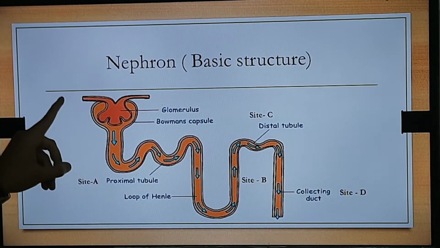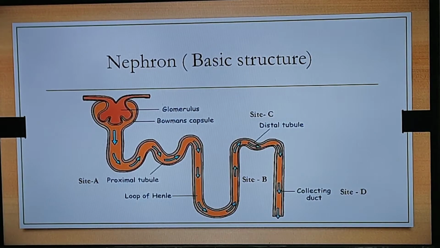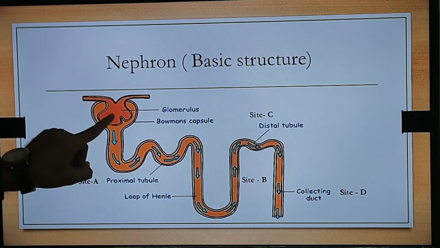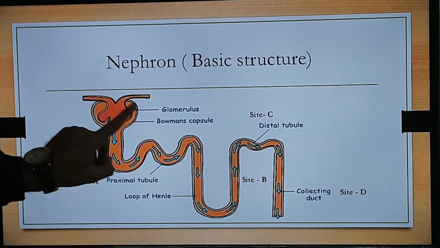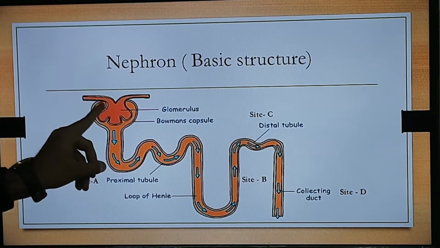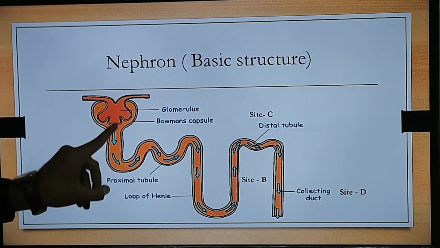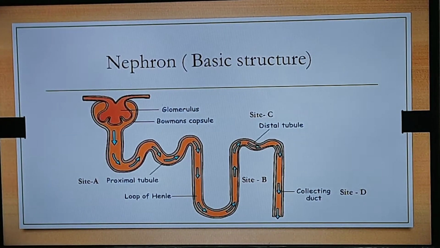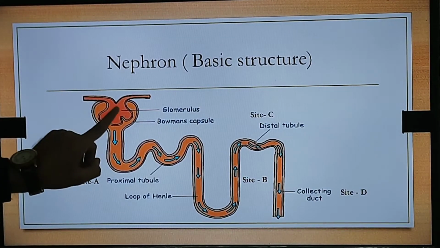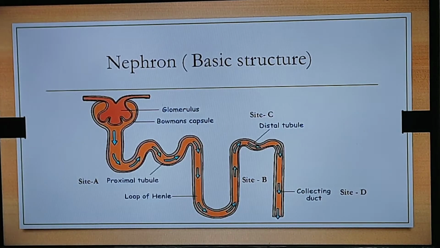Now this afferent arteriole is split into many capillary-like systems, and all these capillaries together are known as glomerulus. Now these capillaries will rejoin, and from here the blood goes out, and this is known as the efferent arteriole. Now can you see this cup-shaped structure? This cup-shaped structure is known as Bowman's capsule.